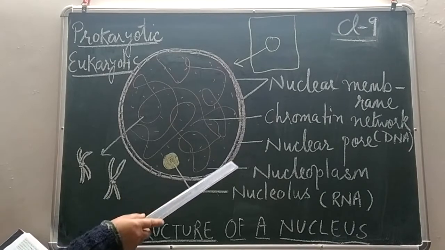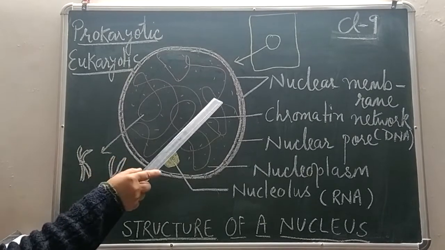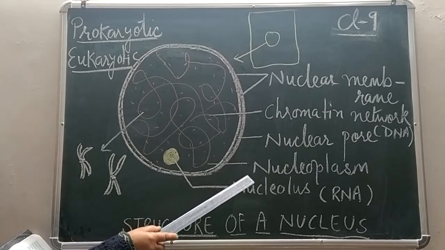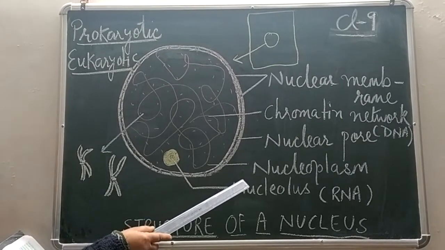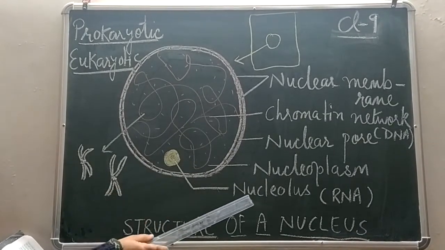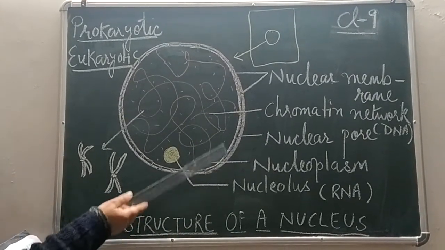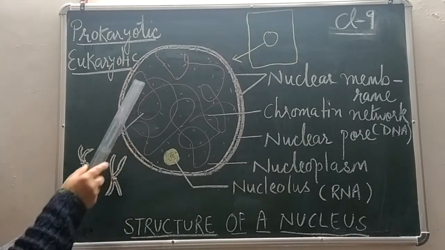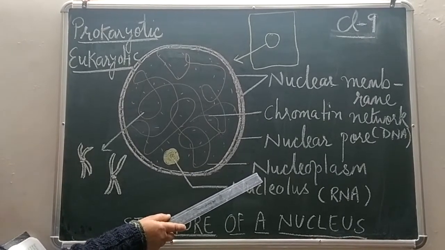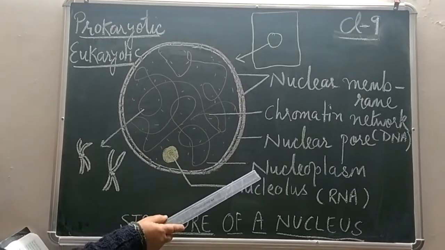In this nuclear envelope, there are some pores, so that there is exchange of material from this nucleus to the cytoplasm, because outside the nucleus is cytoplasm, and from cytoplasm to nucleus. So for exchange of material, these nuclear pores are present in the nuclear membrane. Now inside this, the ground substance is known as nucleoplasm. See, the ground substance of a cell is called cytoplasm, but the ground substance of the nucleus is called nucleoplasm.